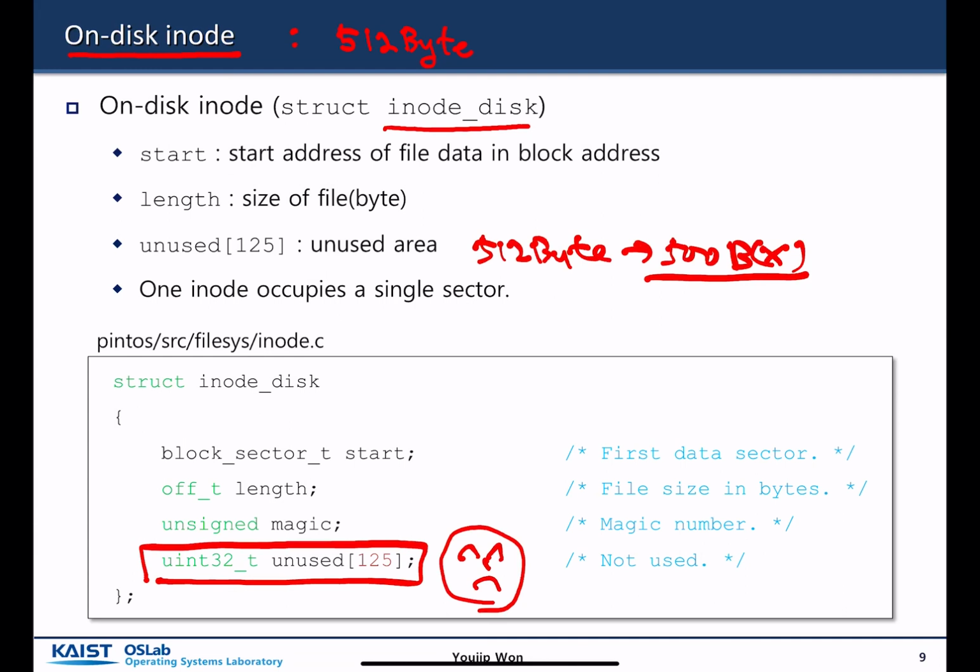Anyway, the important part is how the Pintos operating system defines a file. In the Pintos operating system, the file system represents a file as a single large block of data. It is pointed to by the start address and the size. This is how the Pintos file system defines a file.